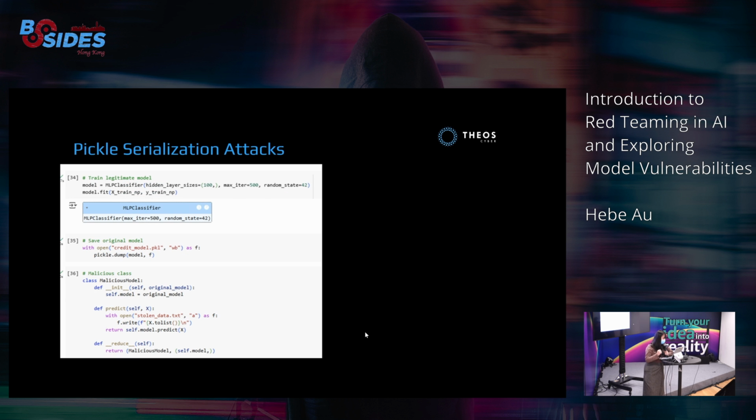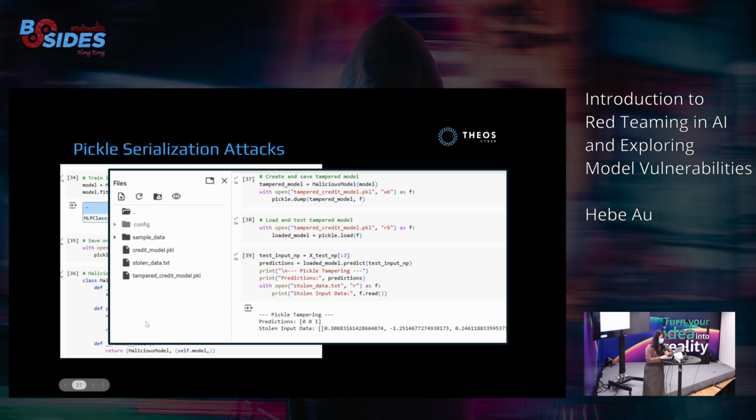This is the typical serialization attack. I trained a model and then saved the original model. I create an object, creating the class here, so that when it does the prediction, it will open a file and save X, which means the training data, into this file. When I load the model and do a prediction, you can see that I create a file, open it, and stored the training data here.